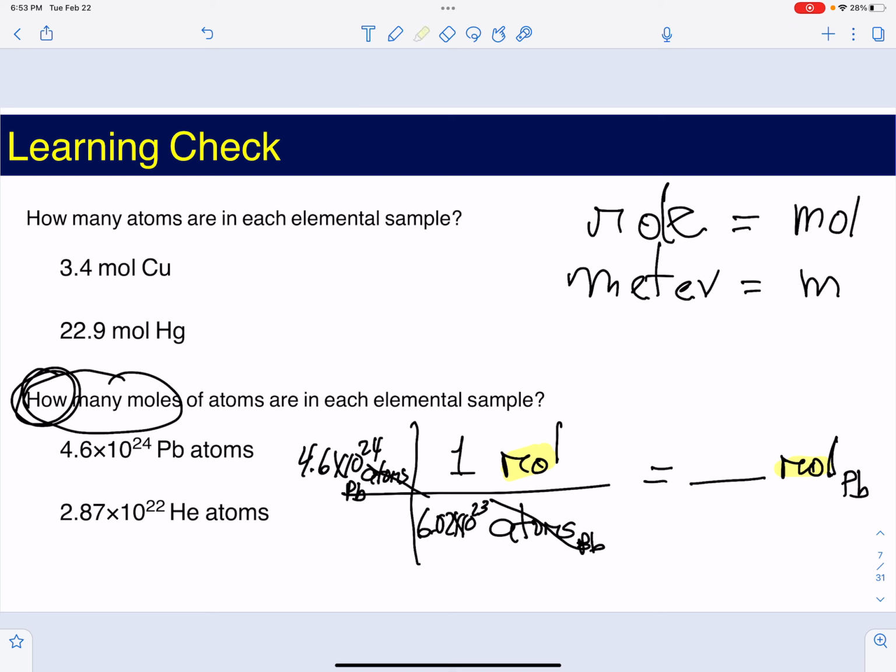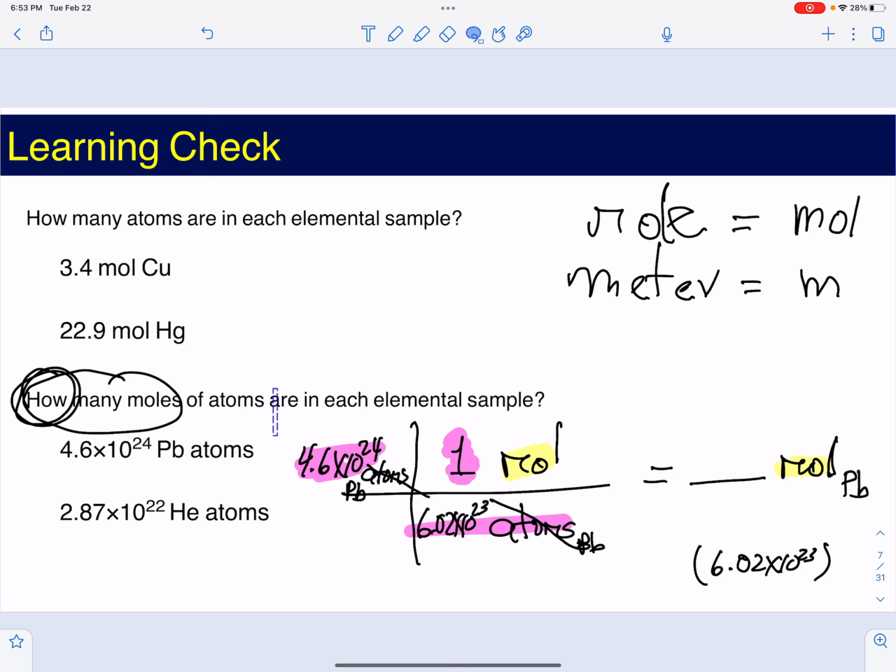So what are you going to be doing in this case? You're going to be taking 4.6 times 10 to the 24, multiply by 1 if you want to, and divide it by this number. So this is the part where the calculator can get tricky. Some of you are going to need to put this in parentheses. Others will have no need for the parentheses because it all depends on how your calculator works. So make sure you're familiar with your calculator.